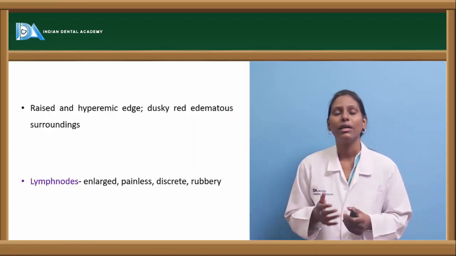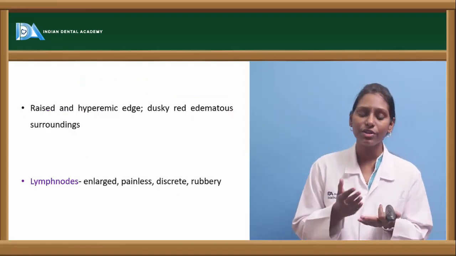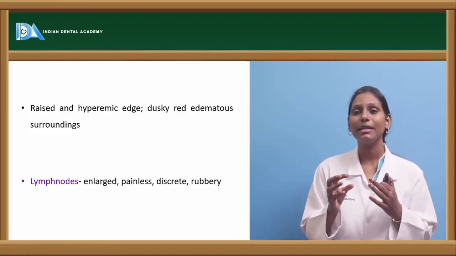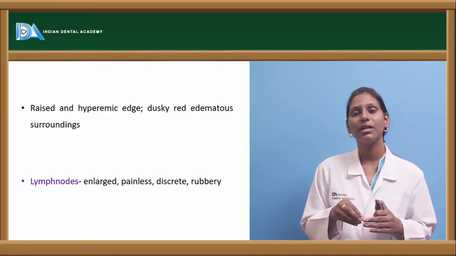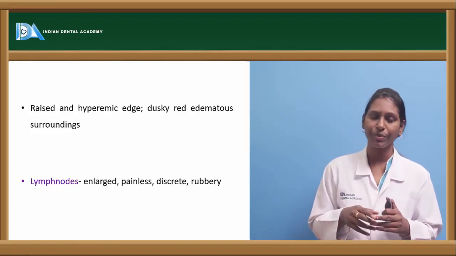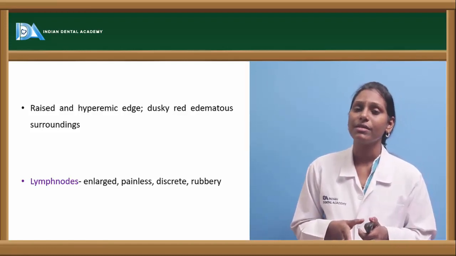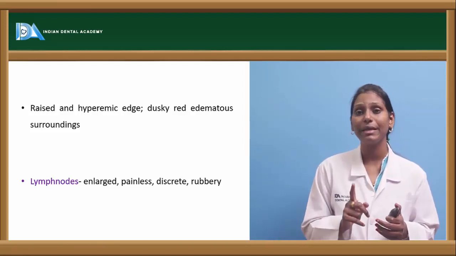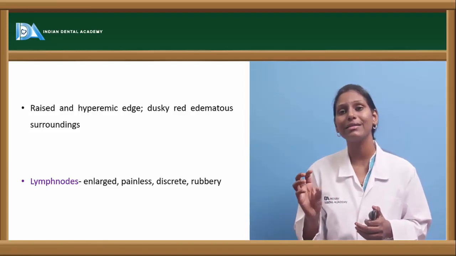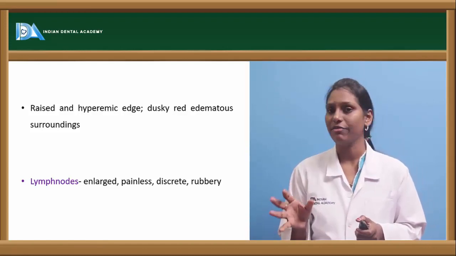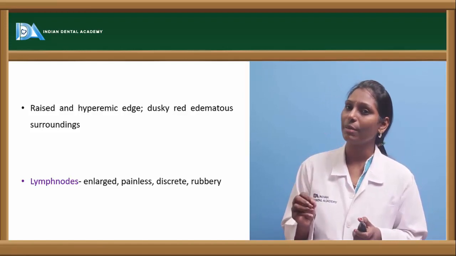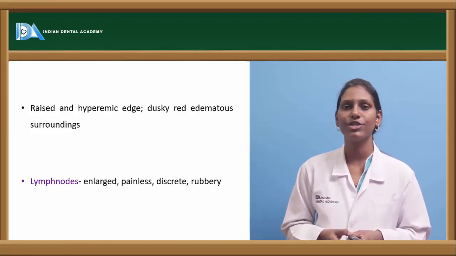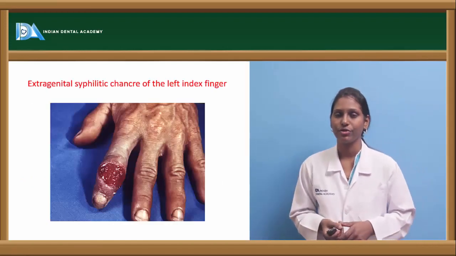Now, as we said, the Hunterian chancre is usually raised with a hyperemic edge, and it also has dusky red edematous surroundings around the chancre, which is again a pathognomonic feature. In primary syphilis, the lymph nodes are usually enlarged but painless, and a characteristic rubbery consistency is present. The lymph nodes are usually rubbery, and discrete lymph nodes are present, and this is again a pathognomonic feature of syphilitic lymph nodes.